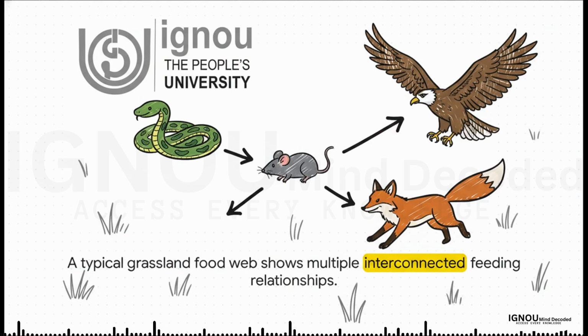Just take a look at this grassland food web here. You can see the mouse isn't just food for the snake. A fox might eat it, a hawk might eat it. So what happens if the mouse population crashes? Well, it's not just the snake that goes hungry, it affects the fox and the hawk too. This is a perfect illustration of why having lots of different species, biodiversity, is so critical. It keeps the whole system from falling apart if one piece has a bad year.